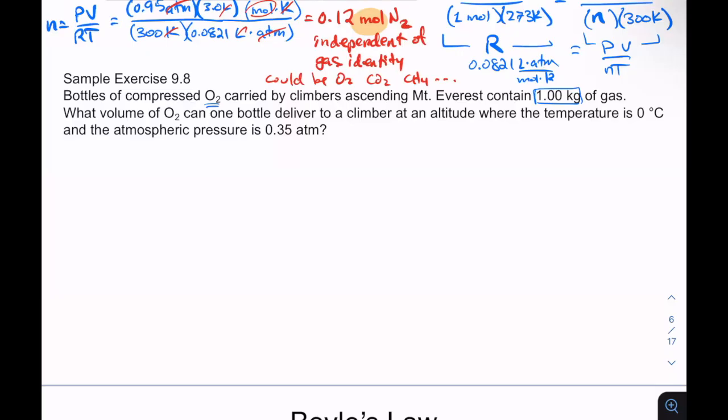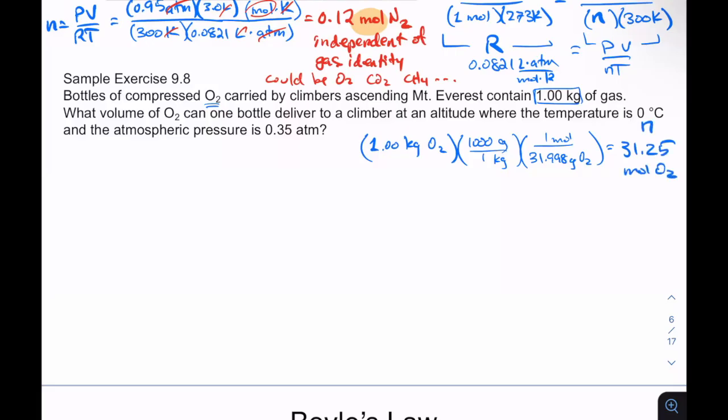And we can do that, right? Figure out how many moles of oxygen gas that is. How would you do it? Dimensional analysis, right? Let's start with just one thing and work our way there. 1 kilogram of O2. Let's get that into grams. How many grams are in a kilogram? 1,000. So we got kilograms in the denominator: 1,000 grams per 1 kilogram. And the molar mass of oxygen gas, 31.998, goes down here: grams of O2 per 1 mole. And that gives you 31.25 moles of O2. That's n for our problem.